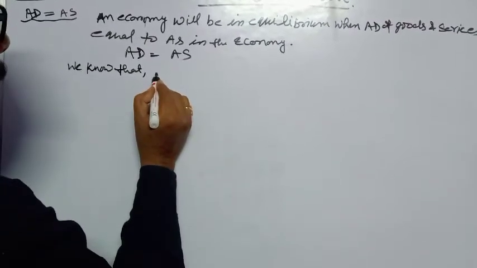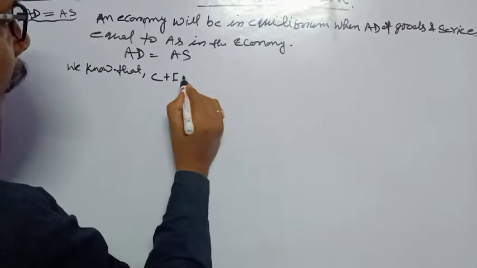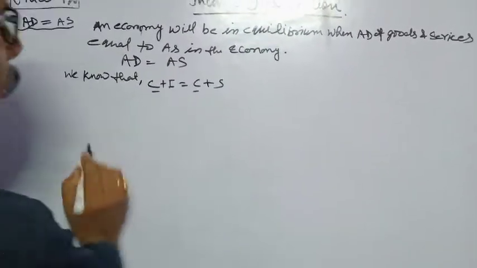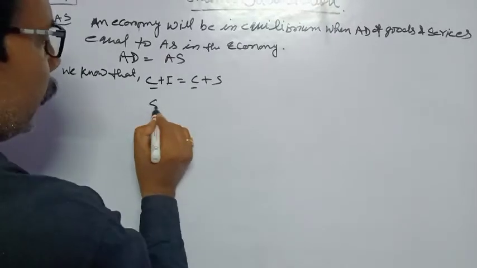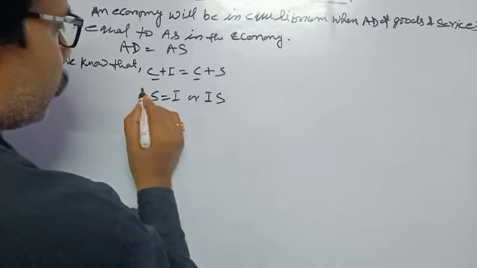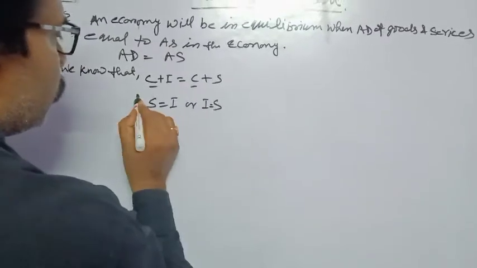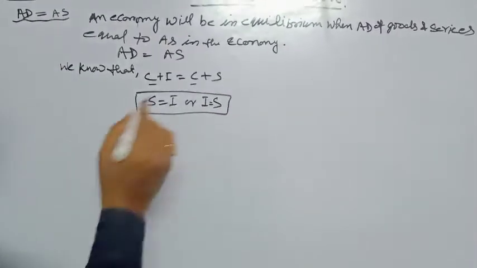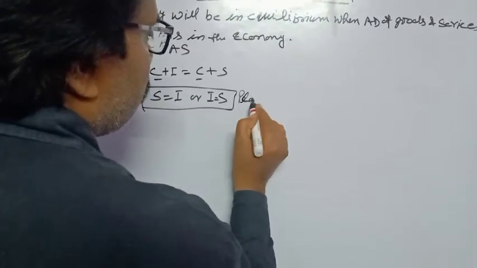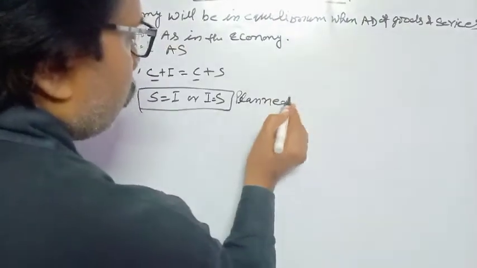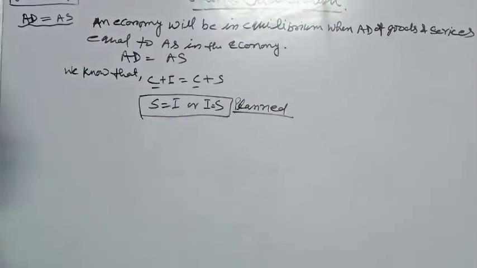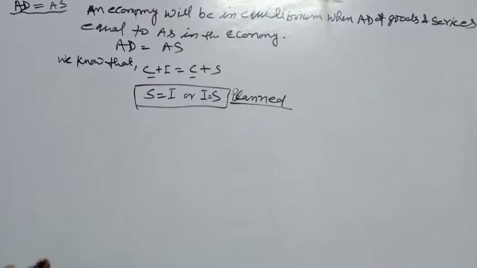So we know that AD is equal to C plus I and AS is equal to C plus S, where C is common in both. So S is equal to I, or I is equal to S. Is it clear? So it is based on planned saving and planned investment. Here we do not take the actual.